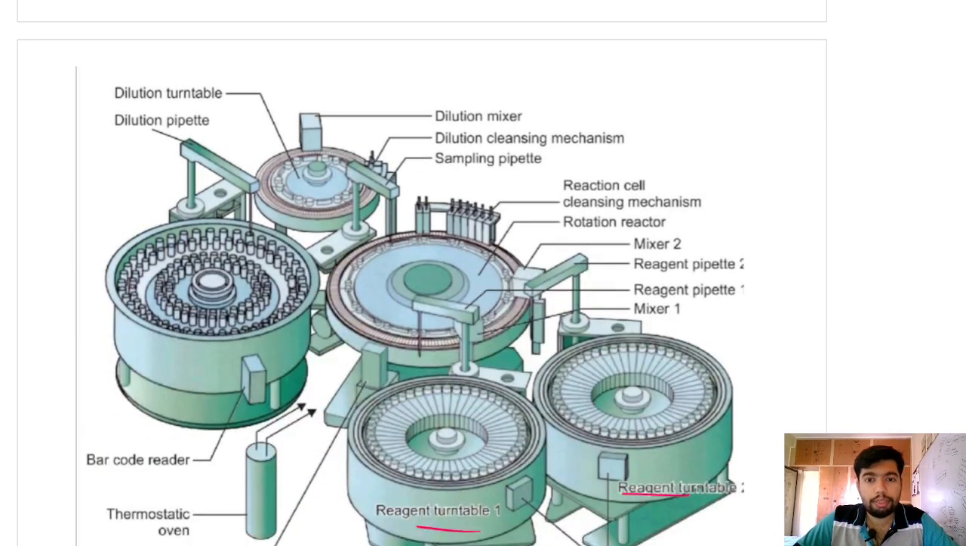This is how you can see the fully automated analyzer working. We have the reagent terminal and reagent turntable. There are two reagent turntables you can see in this diagram. We have a sampling pipette that collects the sample, and a reagent pipette that collects the reagent, and there is a mixture chamber as well, and then they analyze according to the colorimetric principle.